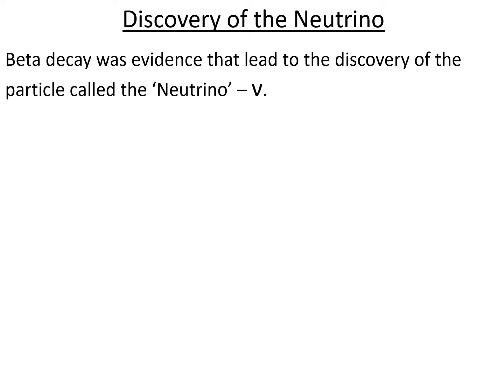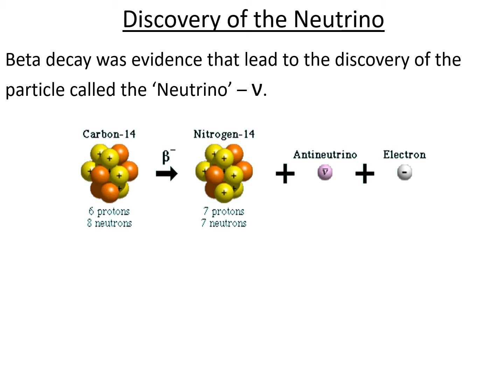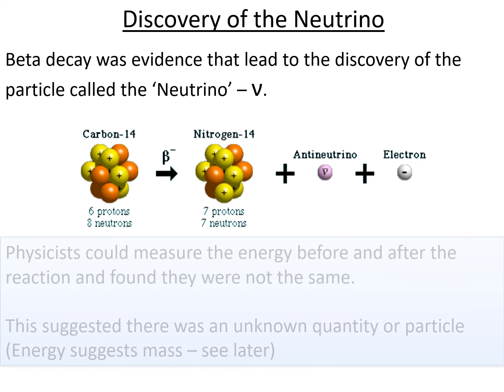So, how did beta decay lead to the discovery of neutrino? Now, this is a little story that you need to be able to tell me or tell your friends, and this is where the examination comes in. So beta decay was evidence that led to the discovery of the particle called neutrino. Okay, so there's the reaction there.